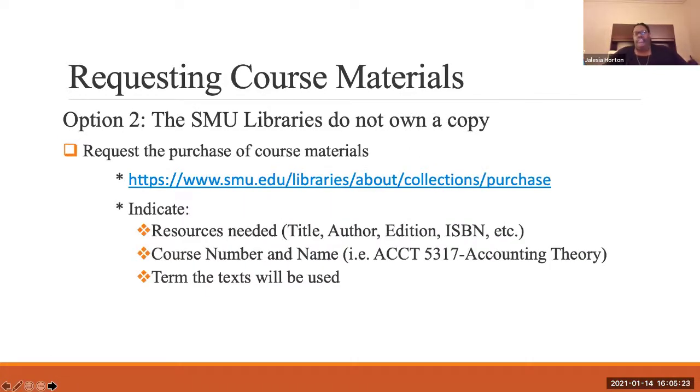Option two is for materials that the library does not own a copy of. We would be more than happy to try and get a copy of that for you. And you would do that through the link on this page, and then once again, fill out the form as best as you can. The more information we have, the faster we can streamline the process, and then get it up by the time that you need it to be by.